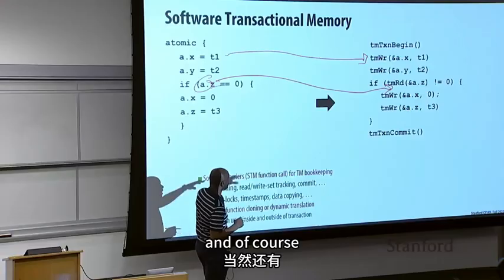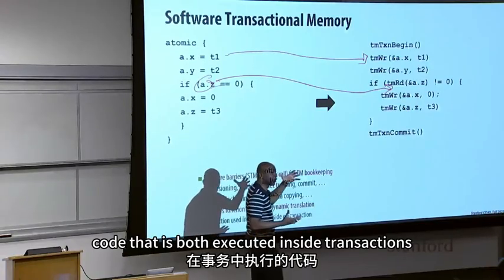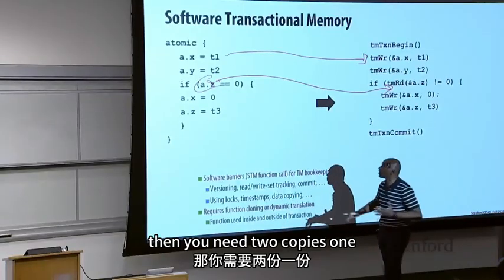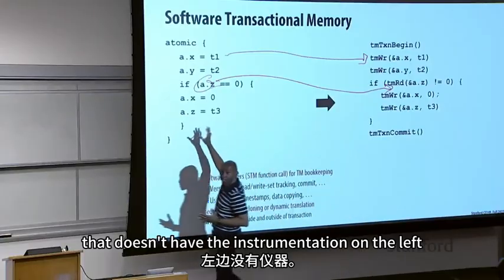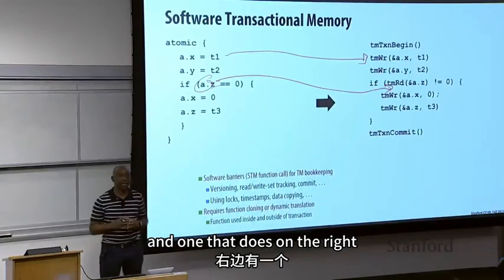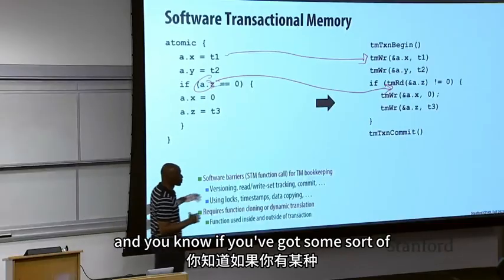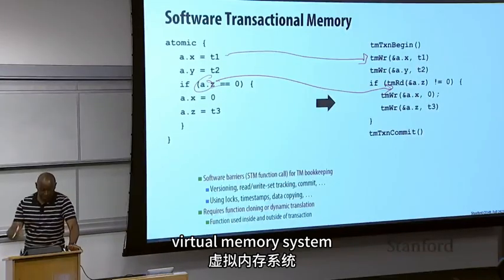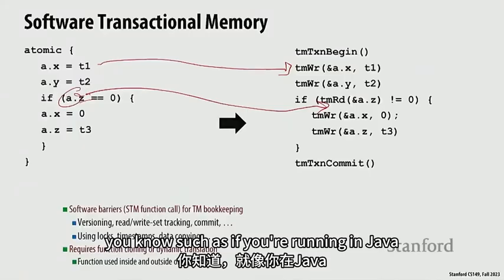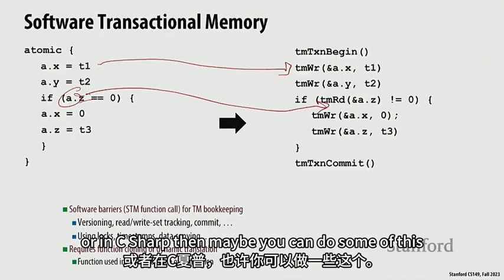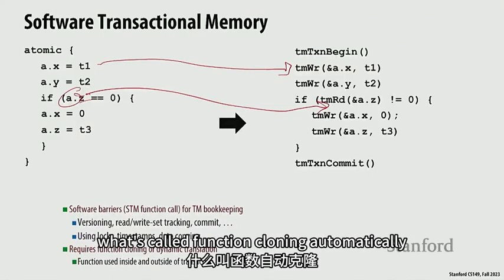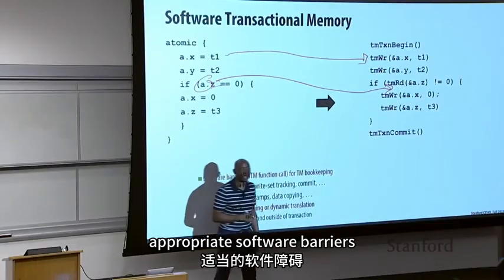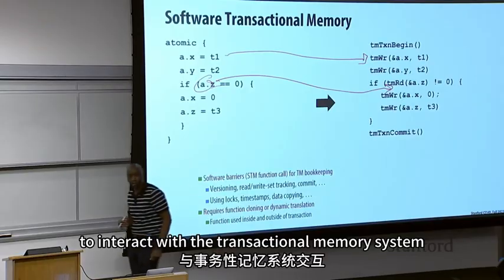And of course, if you have code that is executed both inside transactions and outside transactions, then you need two copies: one that doesn't have the instrumentation on the left, and one that does on the right. And if you've got some sort of virtual memory system, such as if you're running in Java or in C#, then maybe you can do some of this, what's called function cloning, automatically, where you clone the function and add the appropriate software barriers to interact with the transactional memory system.